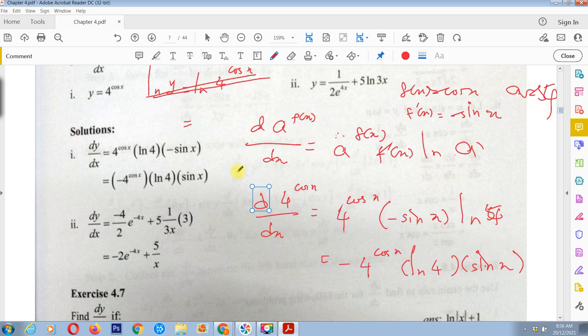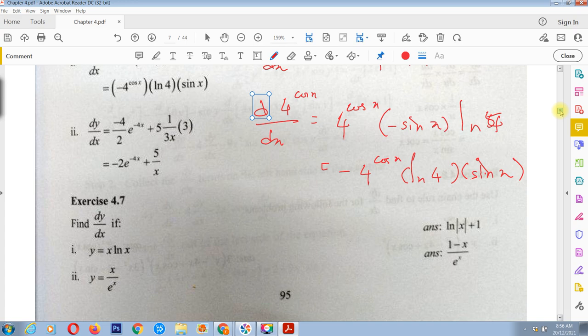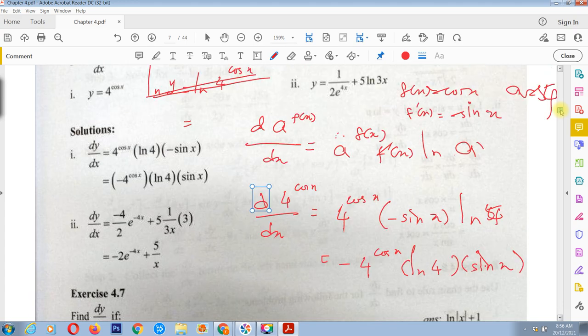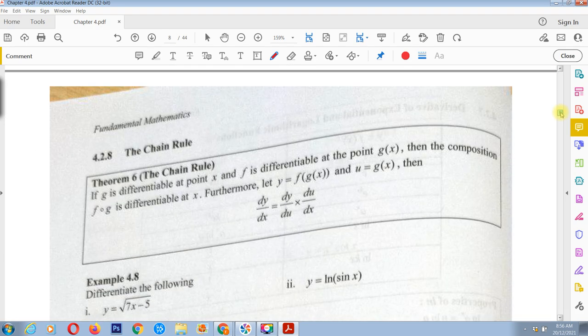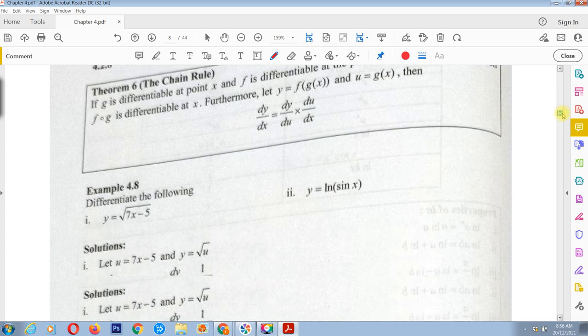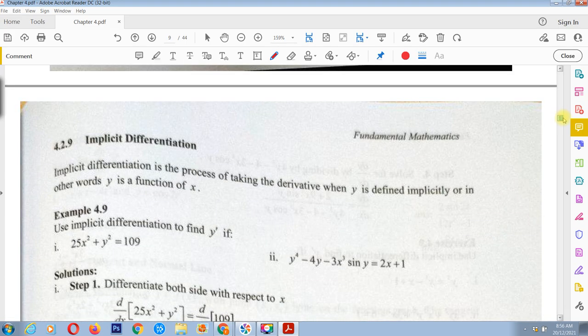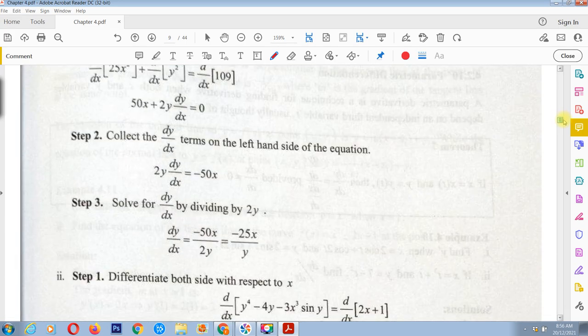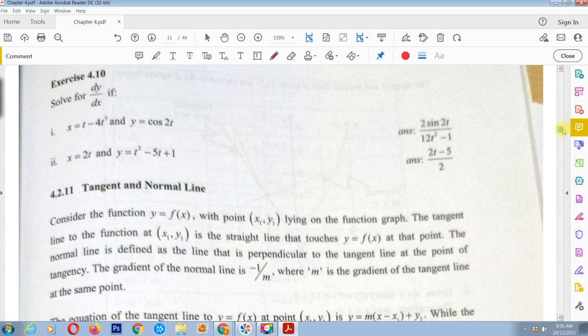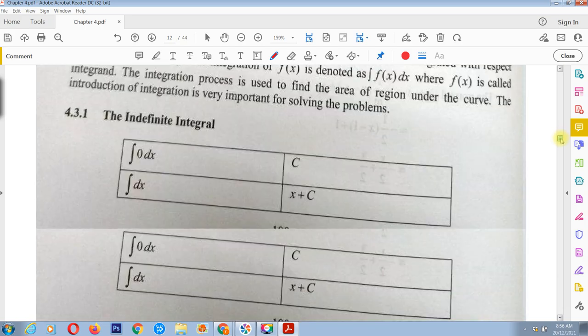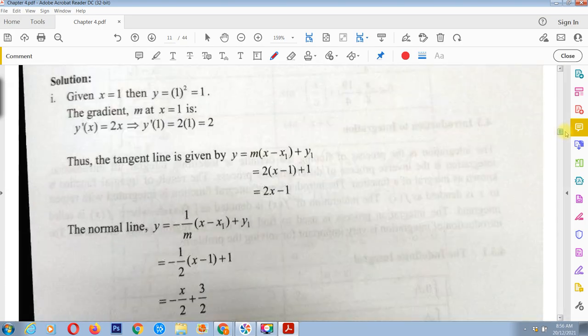Okay, here is just exponent. Exponent is easier. And then the chain rule. After the chain rule we have implicit differentiation, and then parametric differentiation, tangent line, and then integration.